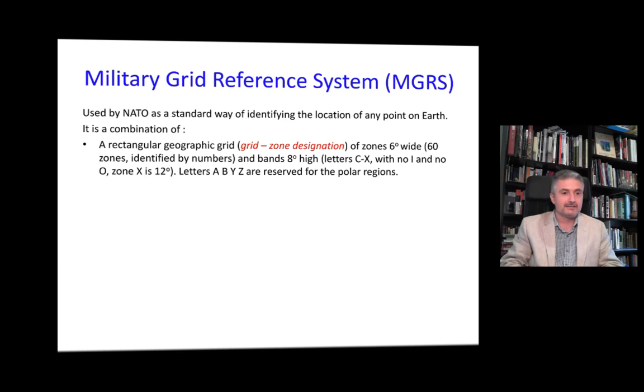and are 8 degrees high. Bands are identified by letters from C to X using no letter I and no letter O because they're easy to confuse with the numbers 1 and 0. Zone X is the last one and is the only one that is 12 degrees instead of 8. Letters A, B, Y, and Z are reserved for the polar regions.